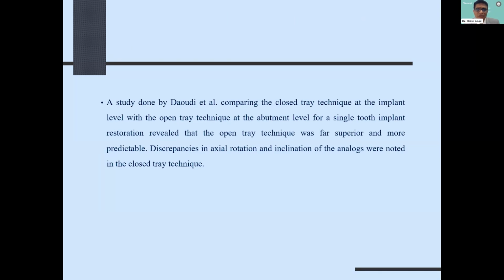A study done by Dawoodi et al. comparing the closed tray technique at the implant level with the open tray technique at the abutment level for a single tooth implant restoration revealed that the open tray technique was far superior and more predictable. Discrepancies in axial rotation and inclination of the analogs were noted in the closed tray technique. So it's further confirming what I just mentioned.